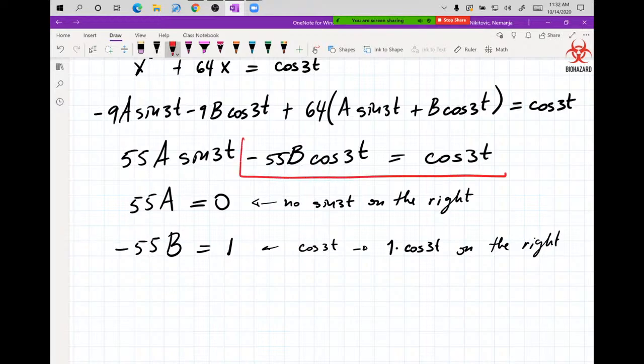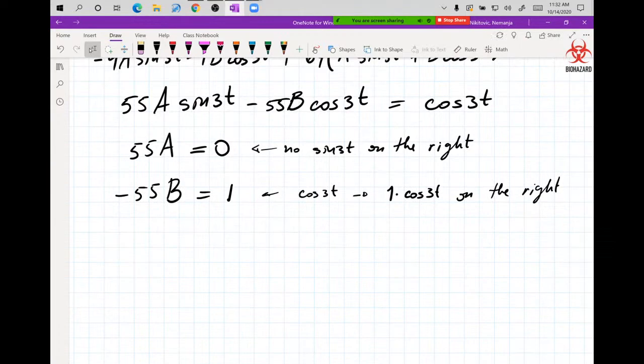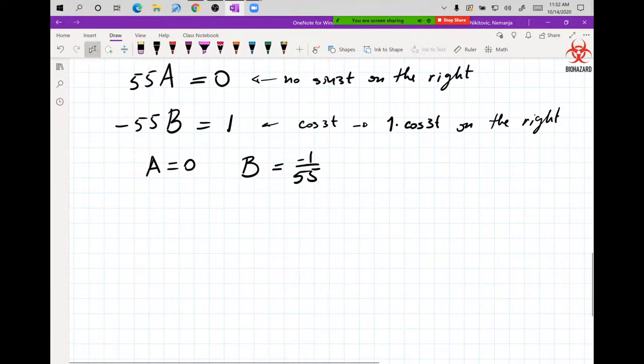If you look at these two, I will say this is out because there's no sine on the other side. But if you compare the two cosines, you just have negative 55b equals 1. This is the same idea, guys, you used in partial fraction decomposition in Calc 2. This should not be weird in any way. So we calculated that a is 0 and b is negative 1 over 55.